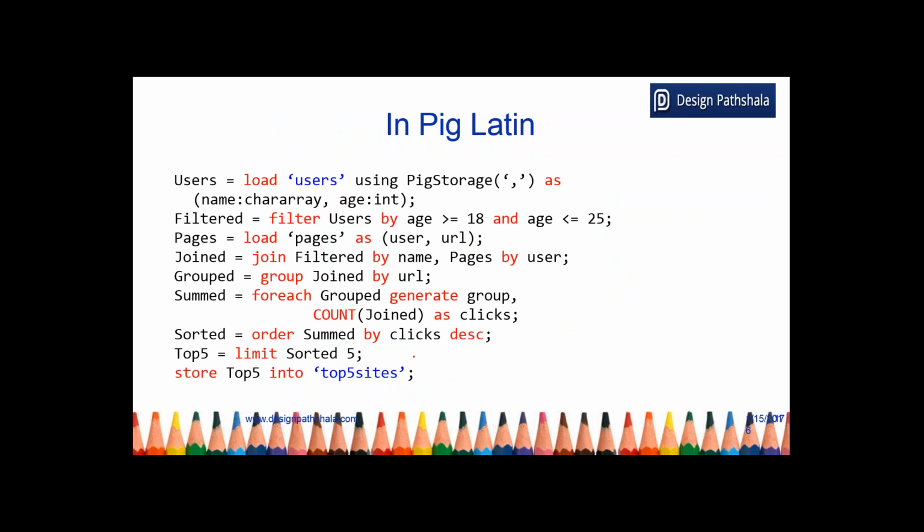So the code will look something like this. I loaded users. What is Pig storage? Don't worry, I'll explain it. Filter the users lying in between this age group. I loaded the click stream data. I joined them, filtered and pages, by user ID. So the user ID over here was name and the user ID over here was user. So the names are different. Then group them by URL. For each grouped, I generated the count and ordered it and limited top 5 and generated it.